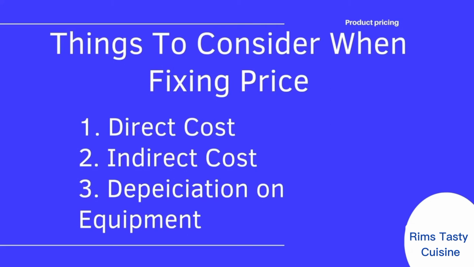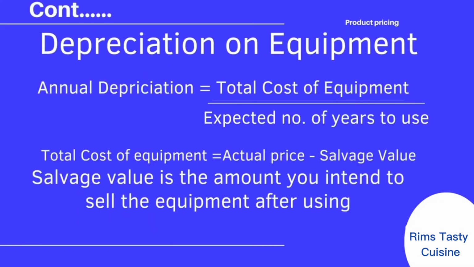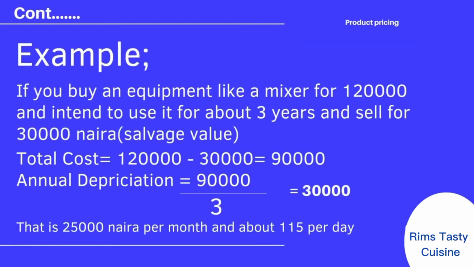So there are different methods you can use to calculate, but you can just use this formula: annual depreciation equals the total cost of your equipment over the expected number of years to use it. That's the number of years you think you're going to use it. So your total cost of equipment is actually the actual price minus the salvage value. The salvage value is, after the 5 years, when I want to sell this product, this is the amount I want to sell it for.